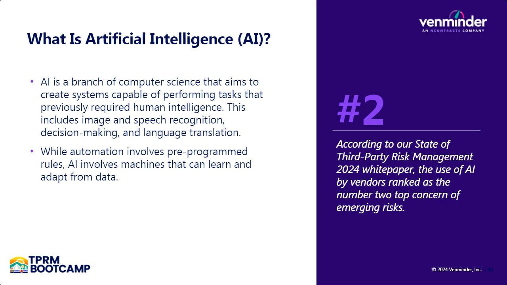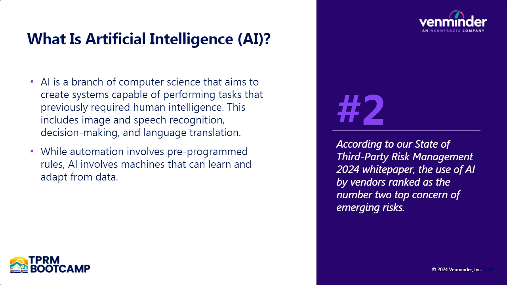Okay, we know AI is everywhere. We hear it all the time, but because this session is meant to be really informative, let's start off with the basic question. What is artificial intelligence? It's basically a branch of computer science that's been built to create systems that can do all sorts of tasks that could previously only be done with human intelligence. This is everything from recognizing images and speech to making decisions and even translating languages.